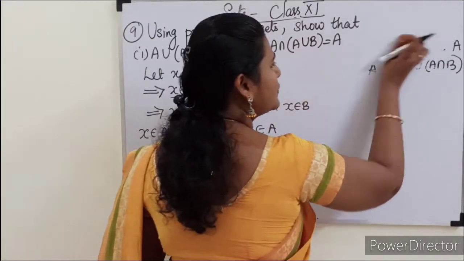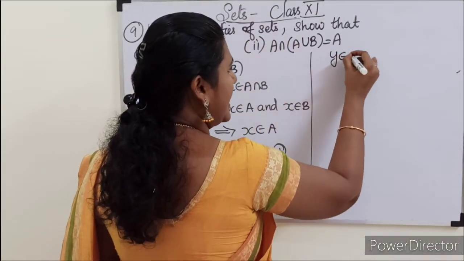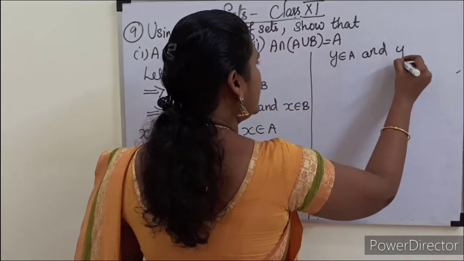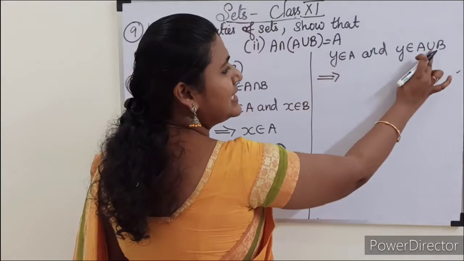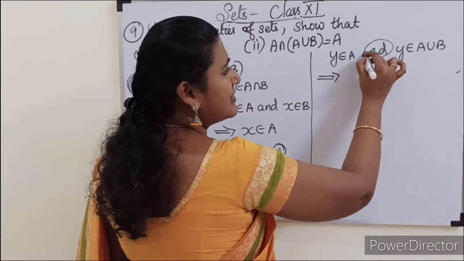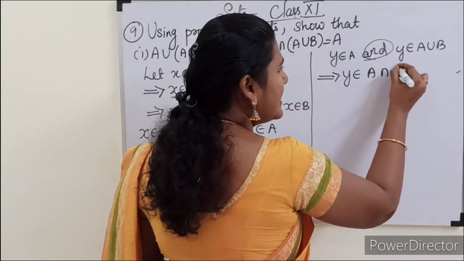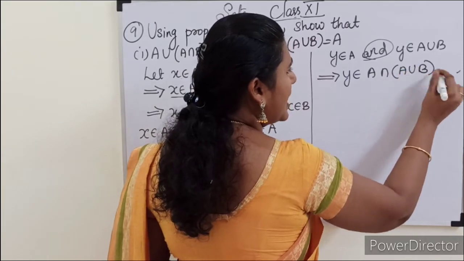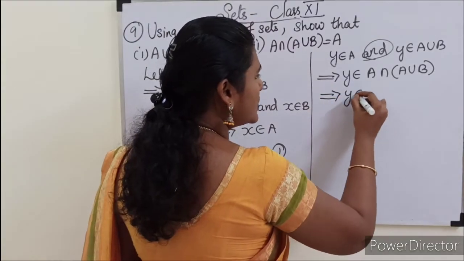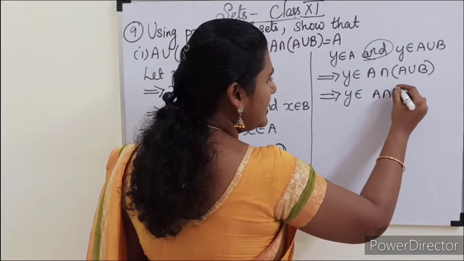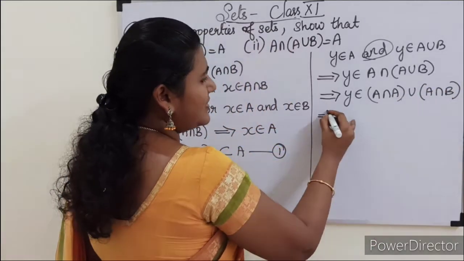So what we got is Y belongs to A. What are the conditions we have now? Y belongs to A and Y belongs to A union B. So we can say that Y belongs to the intersection of these two sets, because here the word we have is "and". So we can write Y belongs to A intersection (A union B). Now here we will use the distributive law. So we can write Y belongs to (A intersection A) union (A intersection B).